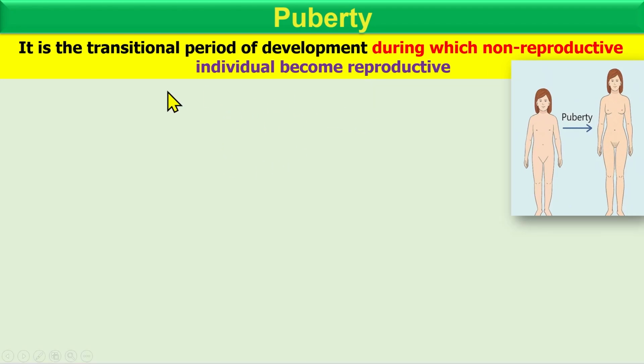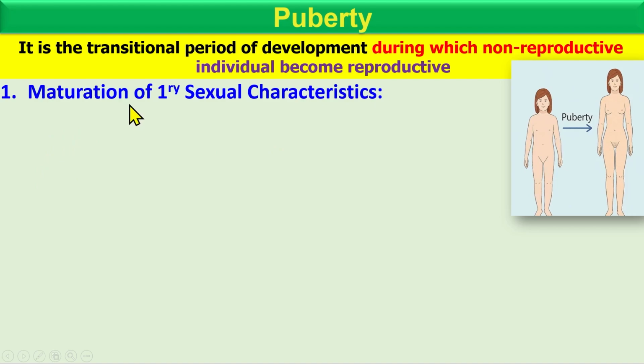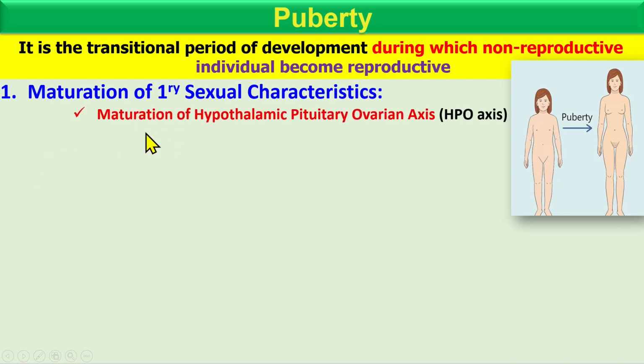What changes occur during this transitional period of development? Number one is the maturation of primary sexual characteristics, in which the immature hypothalamus-pituitary-ovarian axis becomes mature. So this is number one.